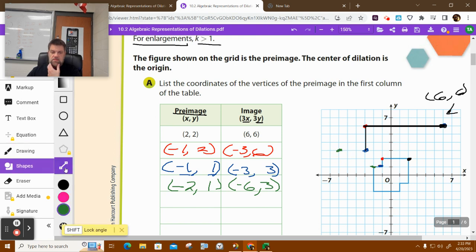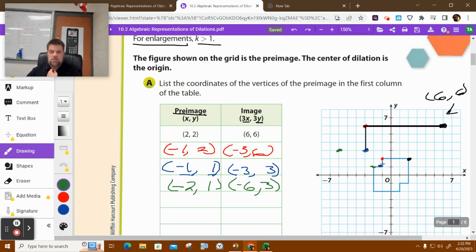Draw my line. And I'm going kind of slow so you guys could see what I'm doing and give you time to kind of process and fill out your graph.